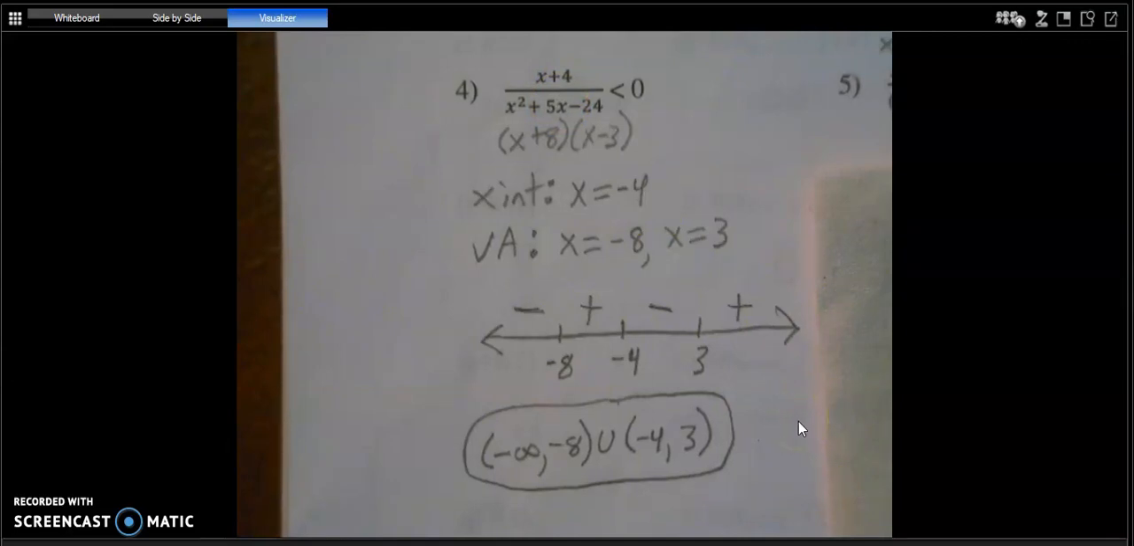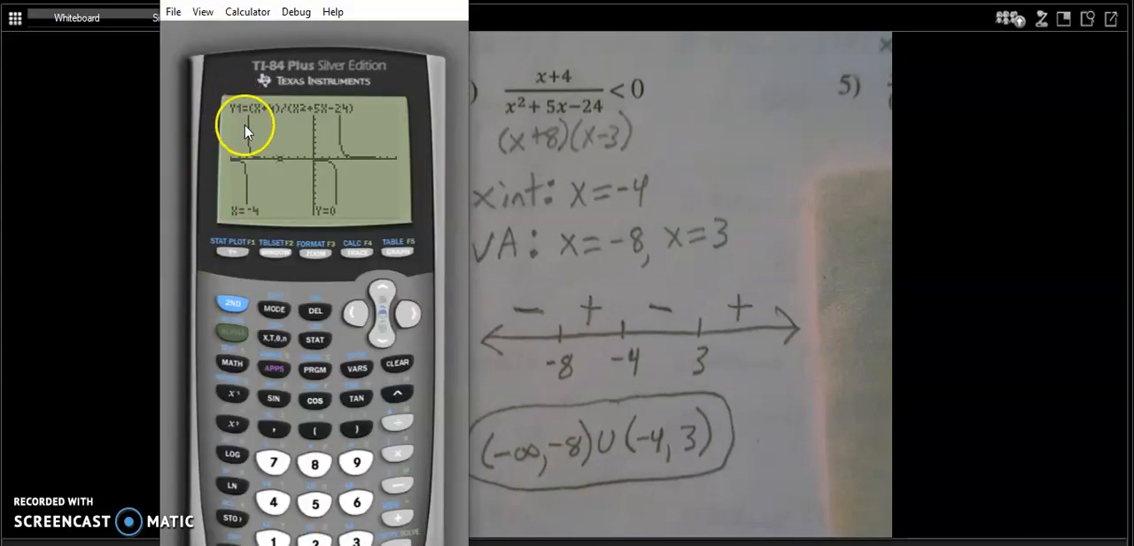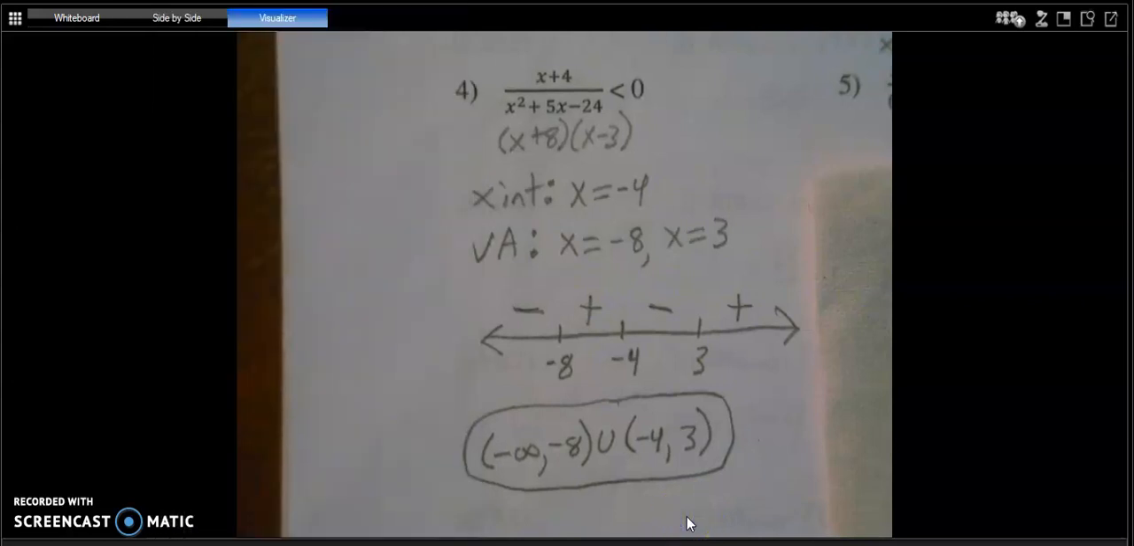So what is part of our solution? To the left of negative 8, so negative infinity, negative 8. There's a parenthesis with that because on the graph, we had a vertical asymptote, which is not defined there. So x is undefined. So we can't put a bracket there. So that's something you have to pay attention to.